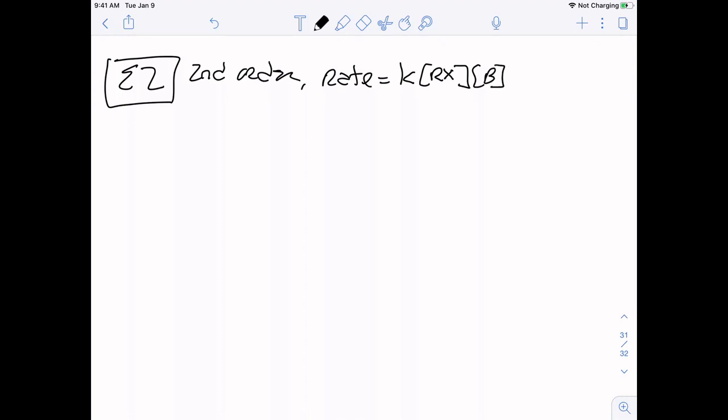Because the base is involved in my rate determining step, the identity of that base is going to be important. If you remember the rate law for an E1 reaction, the base is not part of my rate law, so the identity of the base is not as important. So here, a better base is going to give me a faster reaction, that sort of thing.